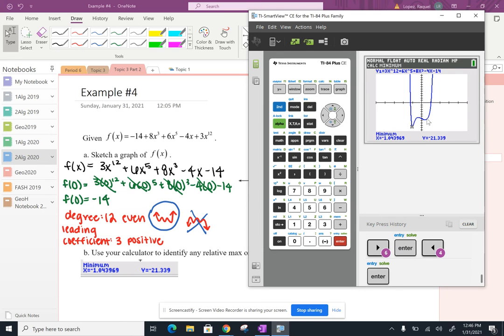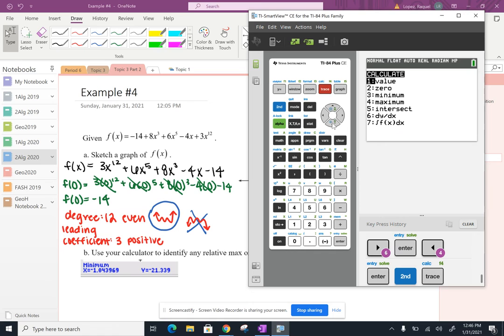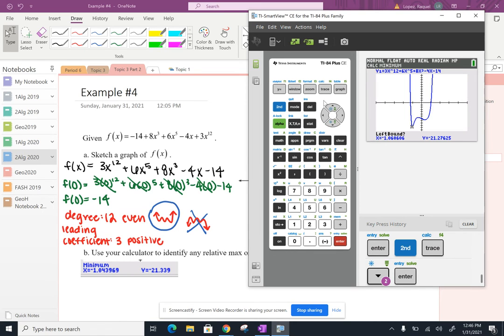I see that I've got another minimum right here, so I'm going to do that one more time. So I'm going to go second, trace, down to minimum. And the left bound is going to be slightly to the left of that, so right about here. The right bound is going to be slightly to the right of that, so I'm going to put that here. And I'm going to put my cursor on where I think the minimum is occurring, right here. So here is another minimum.